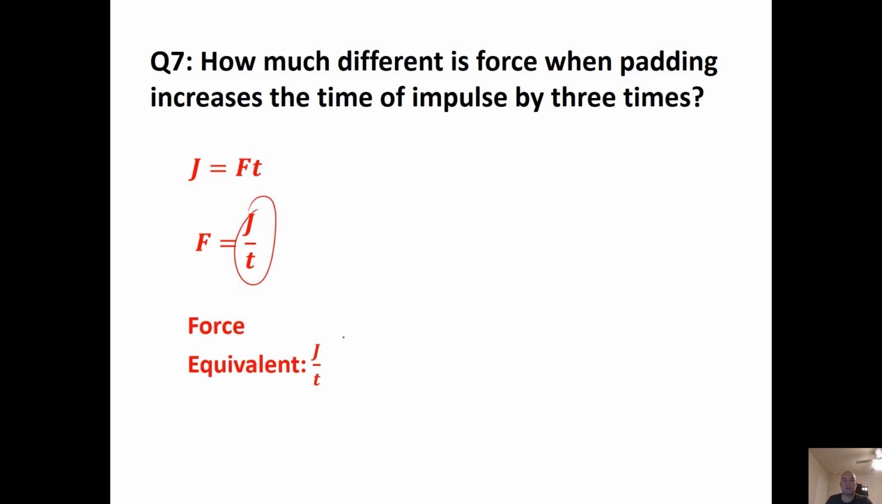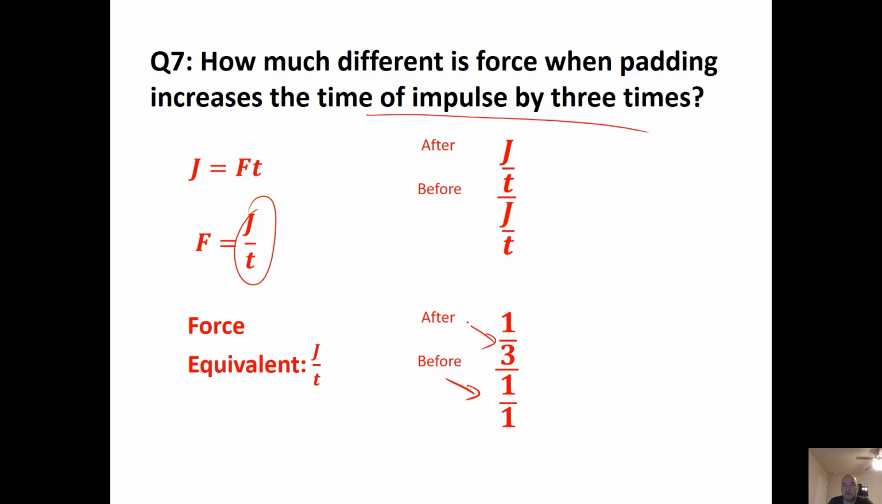So we're going to put impulse over time over itself, and we're going to plug in ones for everything before. The before is right here, the after is right here. The only thing that's going to change now is that the time of impulse increases 3 times. So the time is the only one that changes. Everything else is all the same. And we're going to get an answer of 1/3 times the original.